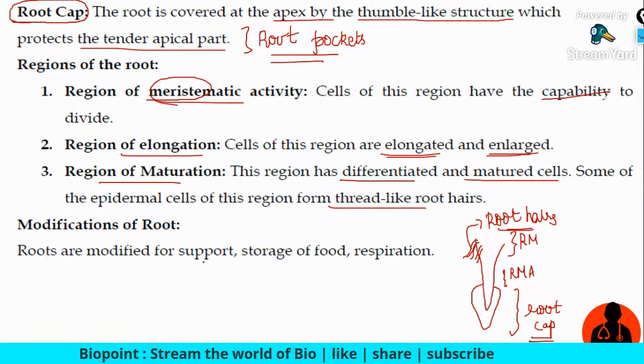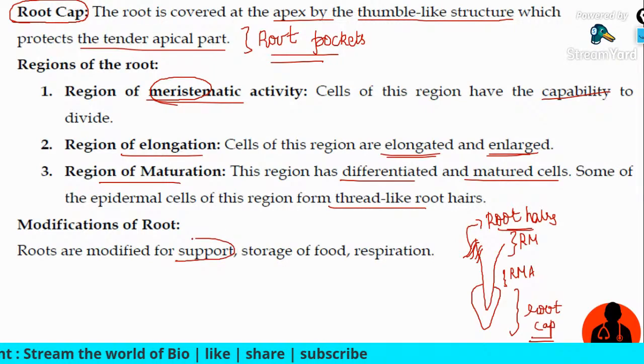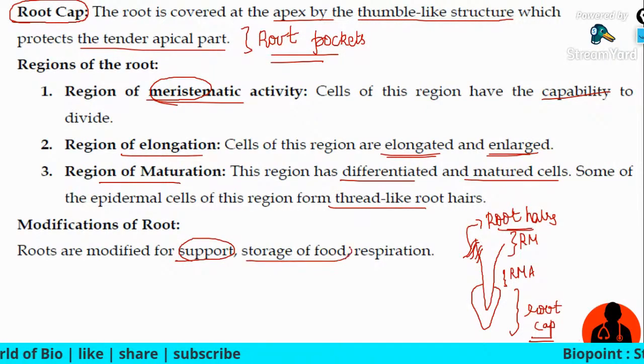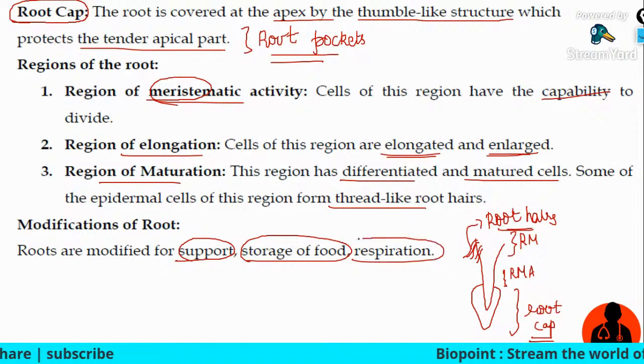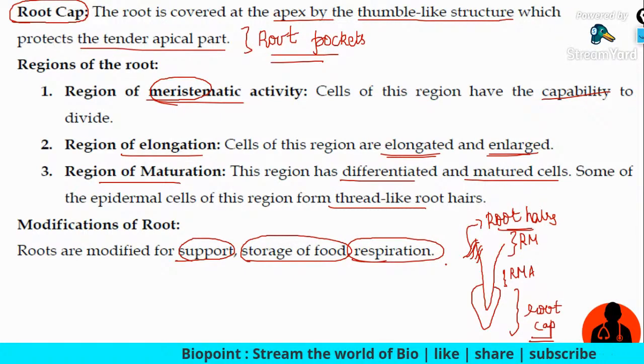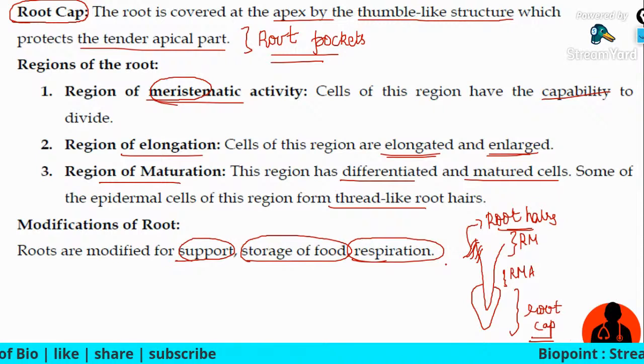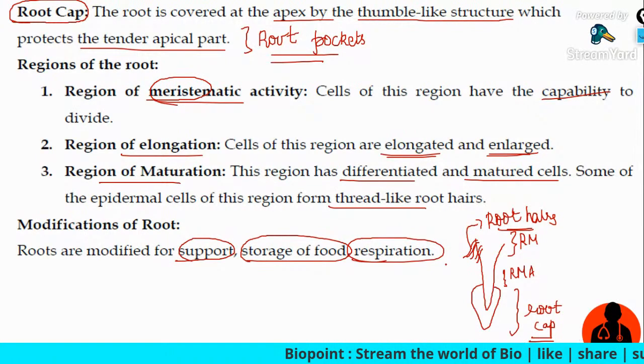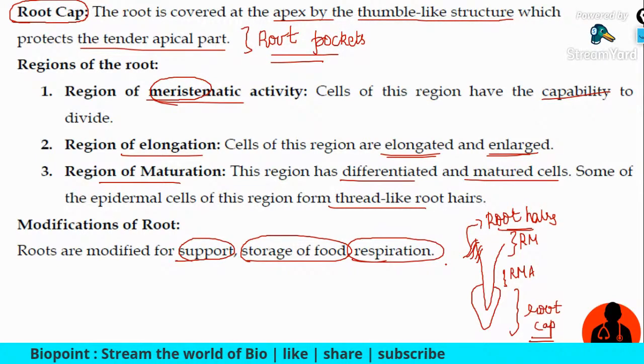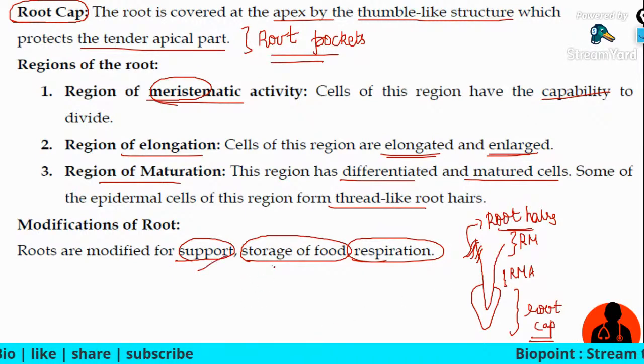Modifications of root. Roots are modified for support, storage of food, and respiration. Yes, Suchi, you can also prepare the notes. Clear? If you have any doubt while you are preparing, please ask me, and for diagrams, refer to your NCERT. Just try to make a rough diagram while you are writing lecture notes in your notebook, copying it from your NCERT. If it is not there, I'm not explaining it. So, roots are modified for support, storage, respiration.